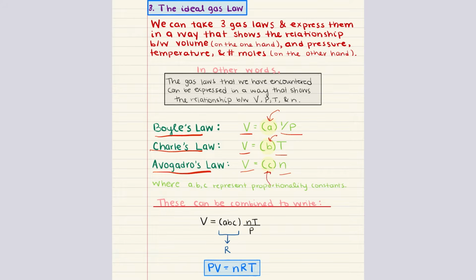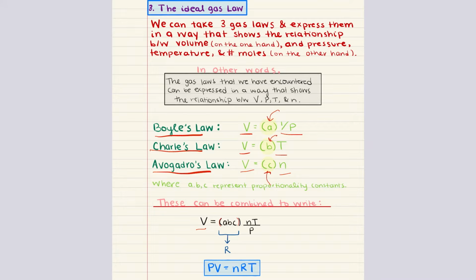C here is a proportionality constant. Now we can take these three relationships and combine them together. What we get is that V is equal to ABC multiplied by NT over P. Now A, B, and C are constants, and that means their product is also a constant, and we're going to write that as the variable R. This is what we call the combined proportionality constant, also known as the universal gas constant.